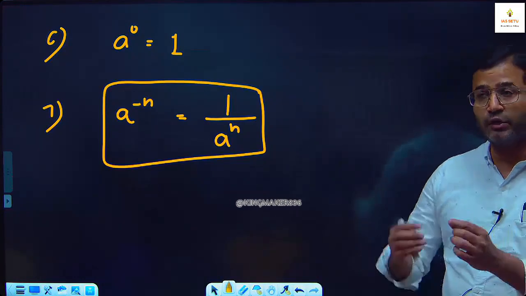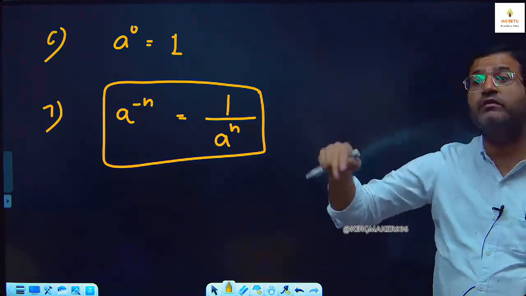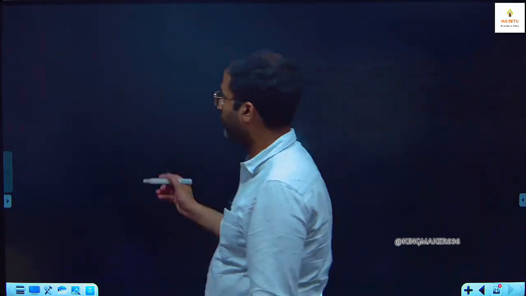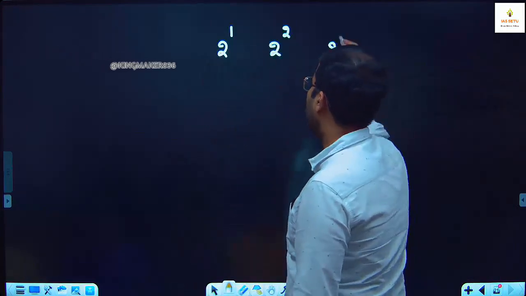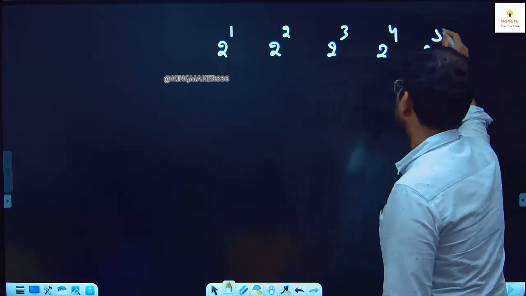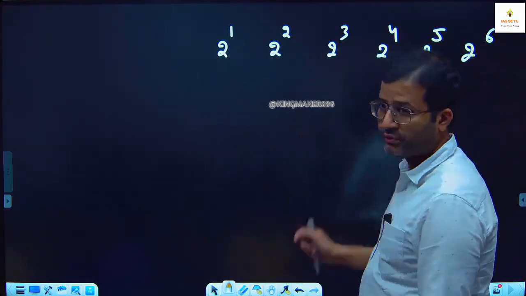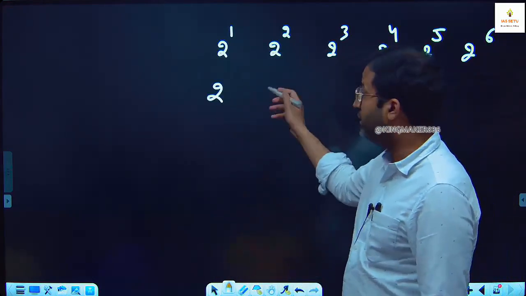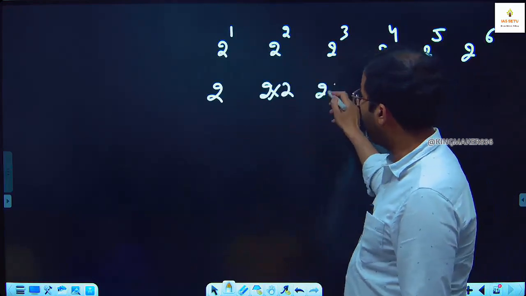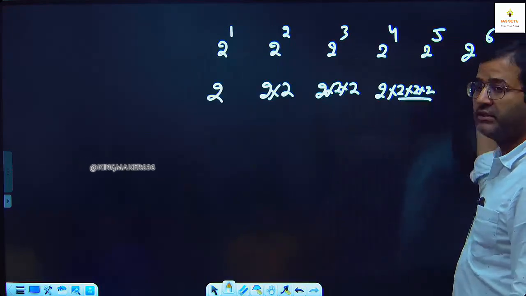Just try to understand the value: if there is an increase in the power value or a decrease in the power value, then what is the change? 2^1, 2^2, 2^3, 2^4, 2^5, 2^6. See here, if there is a positive value and I keep on increasing the positive value, what is the effect? I'm multiplying with 1 more 2, 1 more 2, 1 more 2. So multiplication बढ़ रहा है.